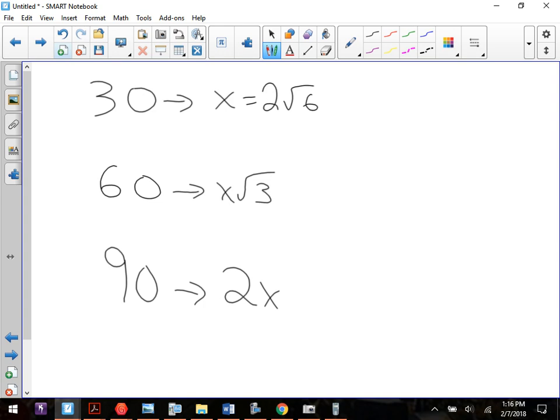Which therefore means everywhere I see an x in the other two parts, I'm going to substitute in 2 root 6. So that means this is going to equal 2 root 6 times the root 3. This is going to equal 2 times the 2 root 6. All I'm doing is replacing x with 2 root 6. I press buttons on my calculator, and it gives me my answer. This becomes no-brainer work if you use this jig over and over again. It makes this so much easier than anything else. So if I do this one, you get 6 root 2, I believe, for that. And if you do the other one, you get 4 root 6.